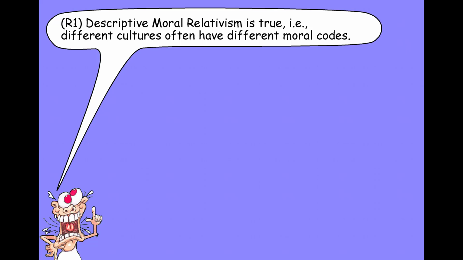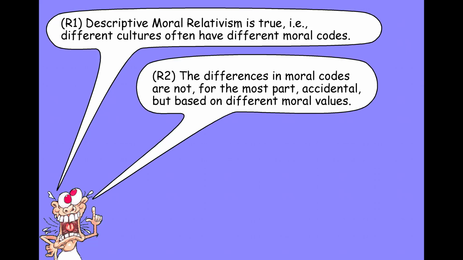So we start off, R1, our first premise in this argument, is just the assumption that descriptive moral relativism is a true, accurate description of the practices of various cultures across time. So different cultures, in fact, have different moral codes with regard to the same action, and different time periods reflect different moral codes with regard to the same action.